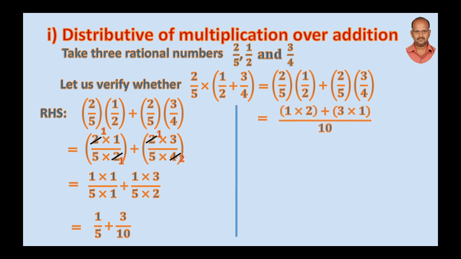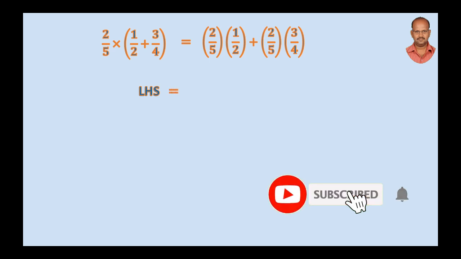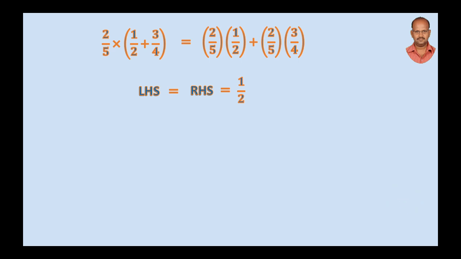LCM of 5 and 10 is equal to 10. Then 1 into 2 plus 3 into 1, 2 plus 3 by 10. That is equal to 5 by 10. That is 5 ones are 5, 5 twos are 10. That is, answer is 1 by 2. LHS is equal to RHS, that is equal to 1 by 2. Here both are equal.